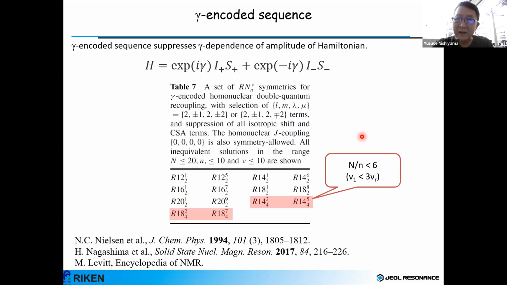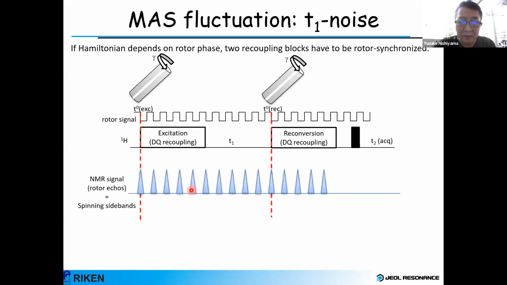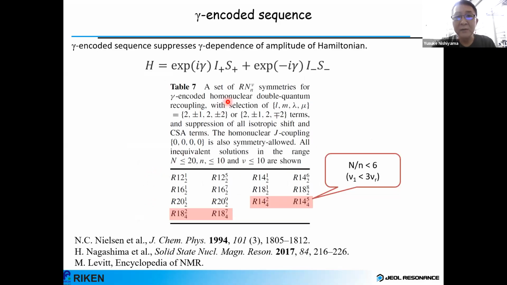How can we alleviate this problem? One solution could be gamma-encoded sequence. In this sequence, signal intensity is cosine modulated. But if we use this kind of Hamiltonian, we can find the helically modulated signal intensity.